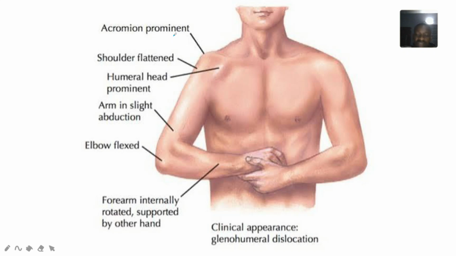This is like a prototype. The patient is using his hand as well to support the other one. On this side, the acromion process is prominent. The shoulder, instead of being rounded, is flattened. A prototype of how a shoulder dislocation will look.